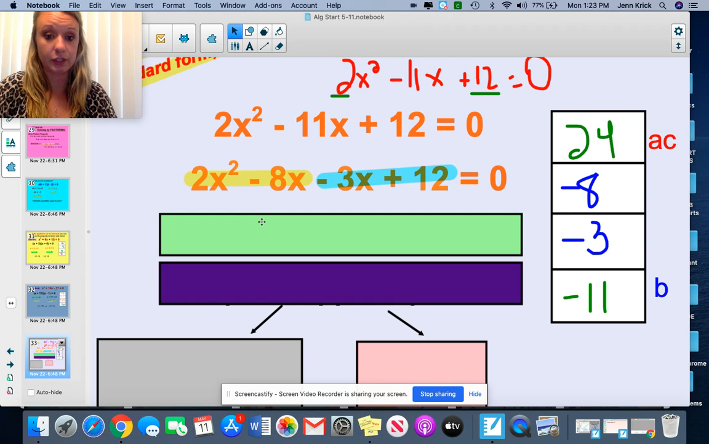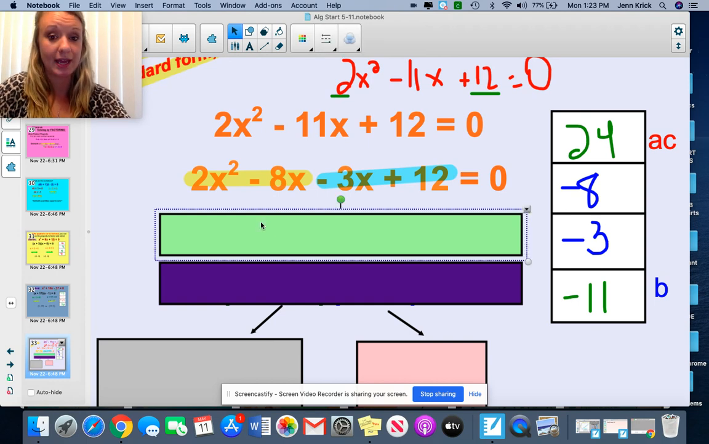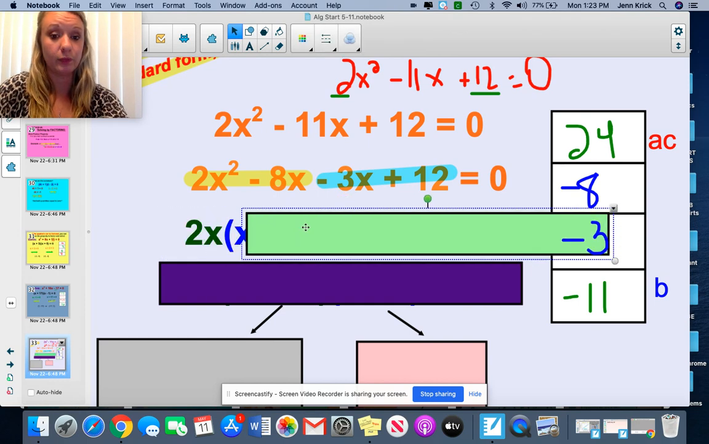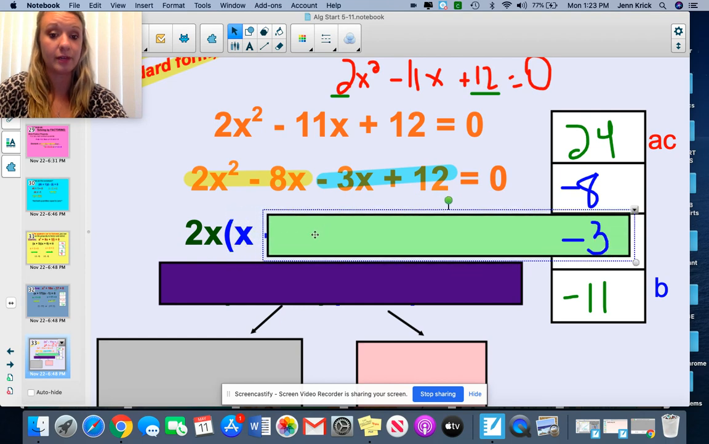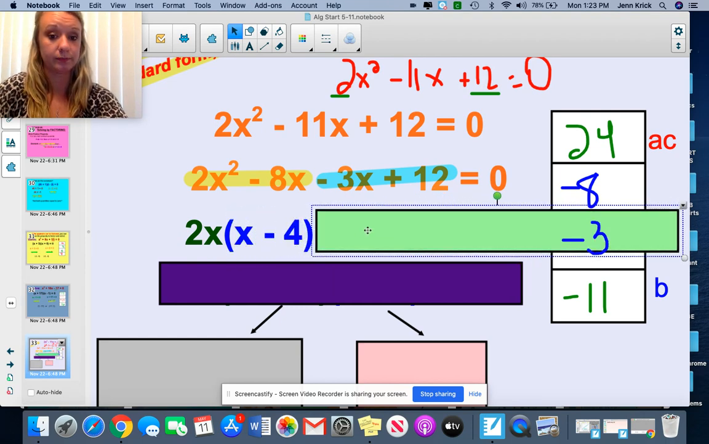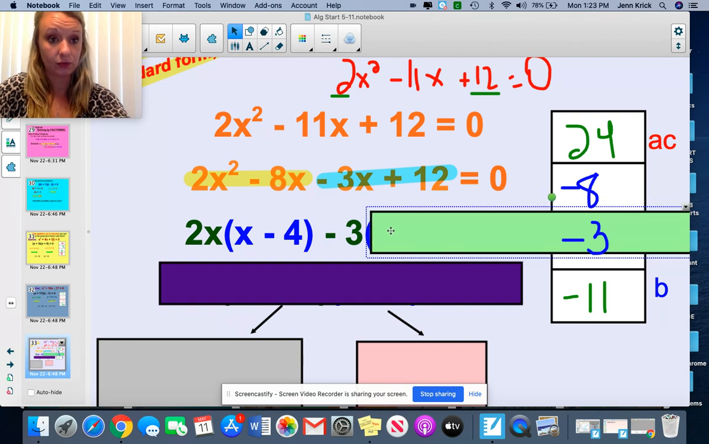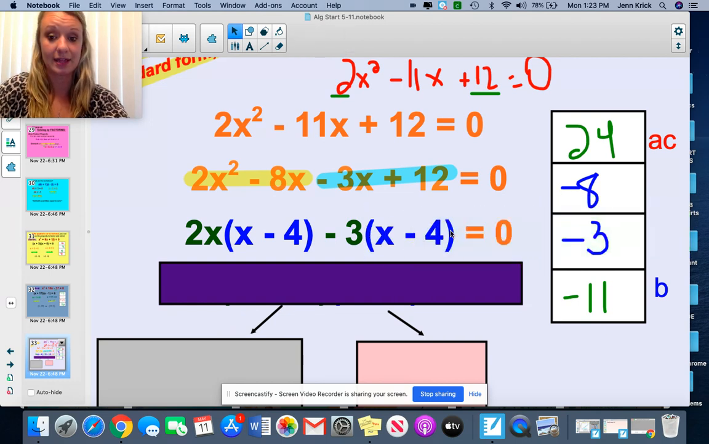So here's what I would have. I know if I've got 2x squared and 8x, my GCF will be 2x, and then all I'd multiply is x minus 4, because 2x times x is 2x squared, and 2x times negative 4 is negative 8x. Over here, my GCF is going to be a negative 3, and then I'd multiply again by x minus 4 here. That makes sense because negative 3 times negative 4 gives you a positive 12.